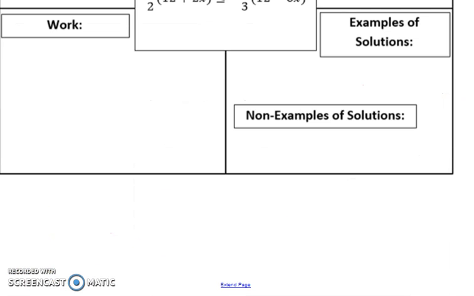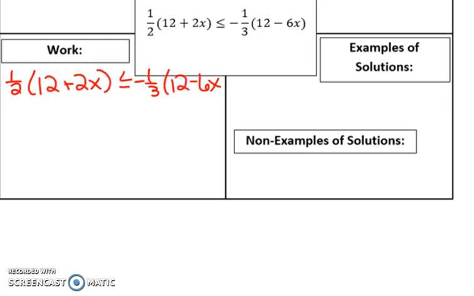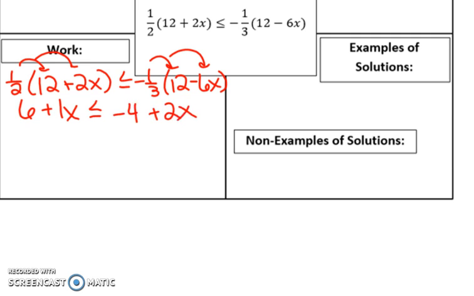If we look at our last problem, yes, there's fractions, but we still treat it exactly the same. So I'm going to distribute my fractions through, and you can use the calculator or do it in your head, but if you're doing it in your head, make sure you check it on the calculator. You get 6 plus 1x is less than or equal to negative 4 plus 2x. Bringing my variables to the left, I'm subtracting 2x on both sides. That gives me 6 minus 1x is less than or equal to negative 4.